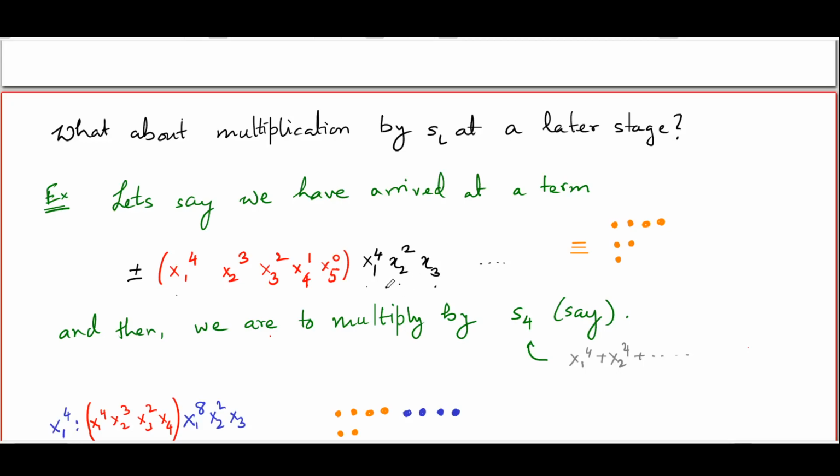Remember, I am not saying that all these dots, the 7 dots that you can see in your figure, were applied in one go. This could have been a result of, say, S1 times S1 times S5, or S1 times S1 times S1 times S4, or some other way of arriving at this. So, depending on how you arrived at this, you could have an overall plus or minus sign. The question now is, suppose after this we want to multiply, let's say by S4, that is x1 to the 4 plus x2 to the 4 plus x3 to the 4 and so on.